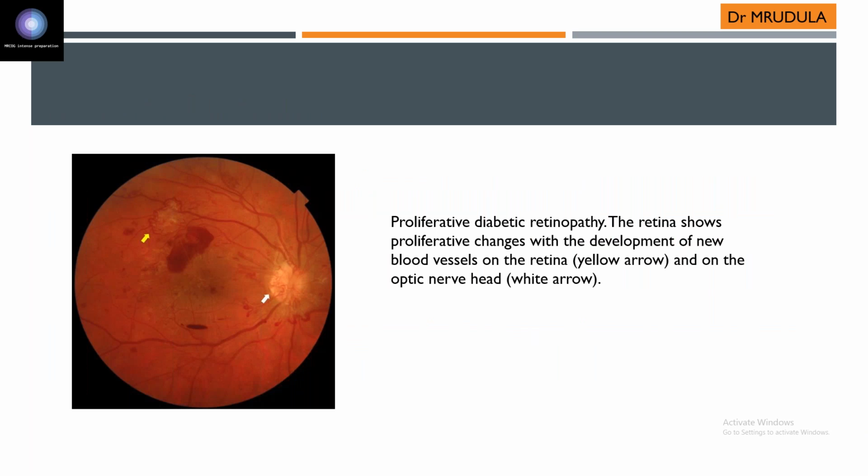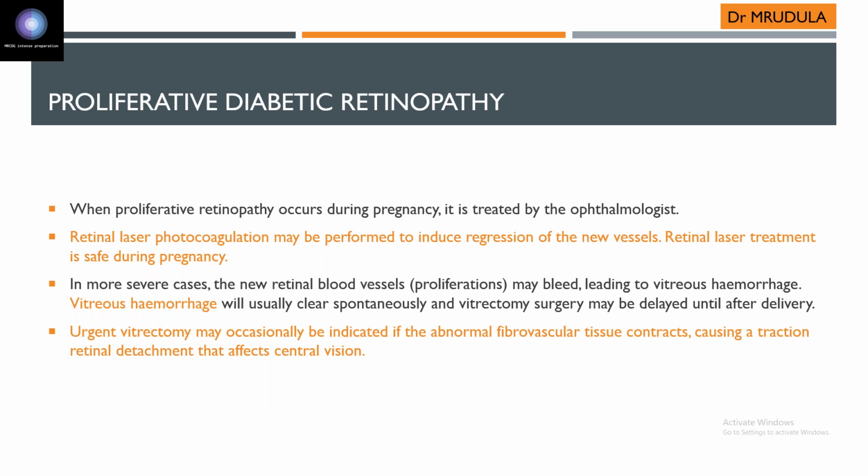So this is proliferative diabetic retinopathy. Here you can see the proliferative changes. That means development of new blood vessels here in the macula or optic nerve head. Here you can see this is the optic nerve head. There is also development of new blood vessels in the periphery of the retina. Okay. So proliferative diabetic retinopathy should be treated by an ophthalmologist. So now what are the treatment options available for PDR, or proliferative diabetic retinopathy? Retinal laser photocoagulation can be performed to induce regression of new vessels. It is safe during pregnancy.